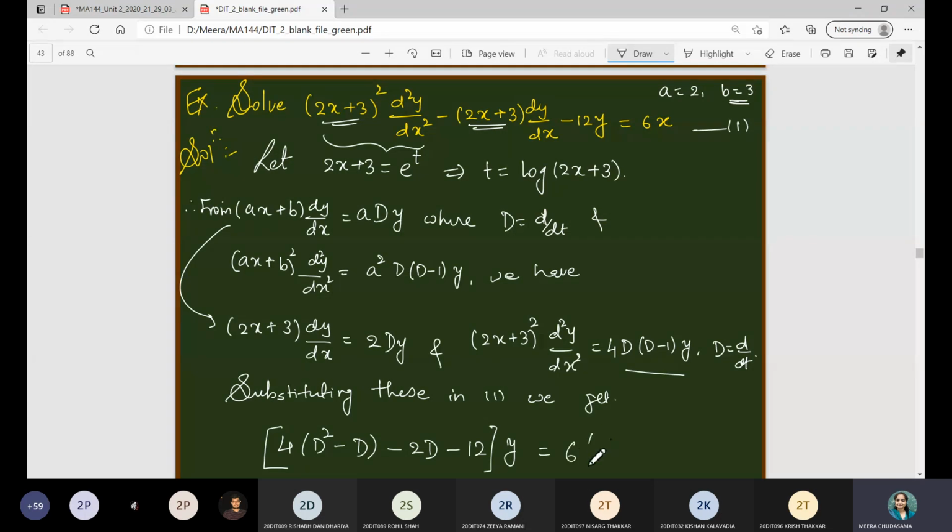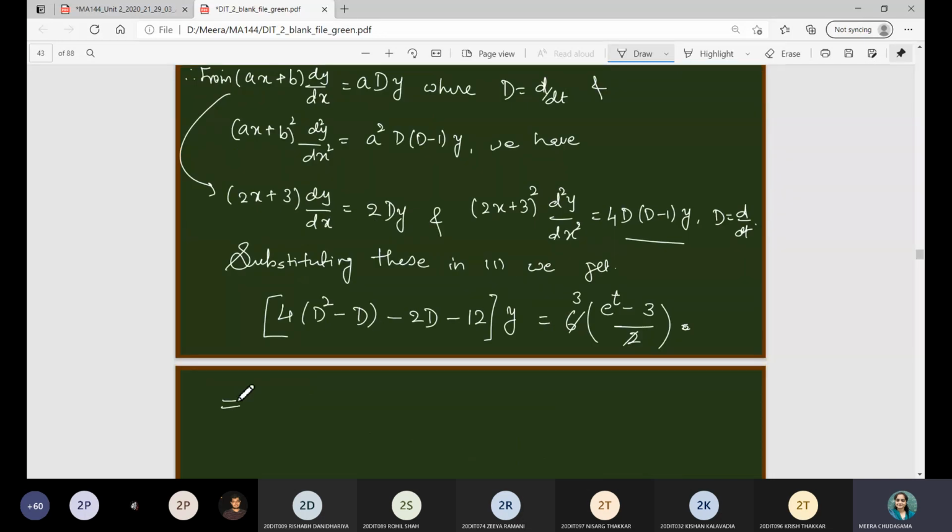So 6 into what is x now? So x you can compute from this equation, that it will be e raised to t minus 3 upon 2. So this is nothing but simplification. If we write in the next step, so implies 4d square, you can multiply it with this, so minus 4d minus 2d, so it will be minus 6d minus 12 y is equal to 3 e raised to t minus 9, right?